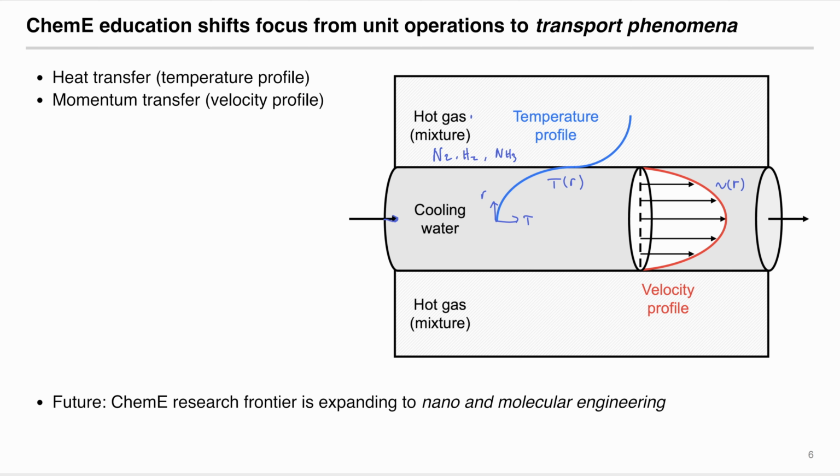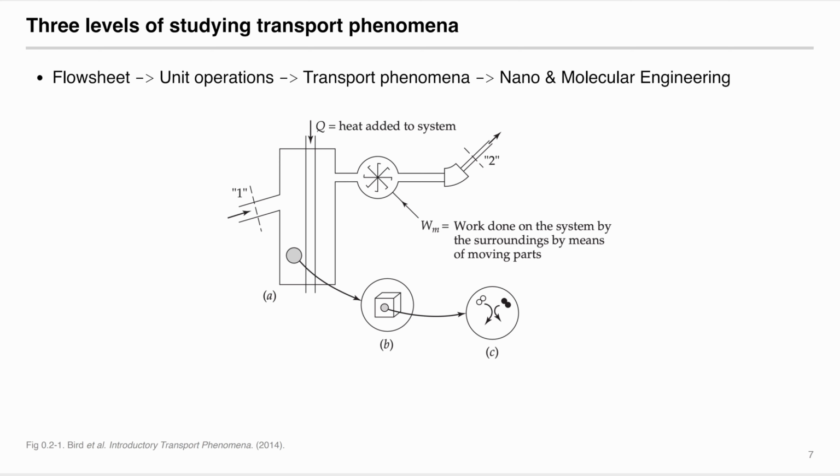And in the future, the chemical engineering research frontier is expanding from these transport phenomena into understanding what are the molecular mechanisms in developing these types of profiles, and that is the realm of nano and molecular engineering. So we have seen here how chemical engineering has evolved from looking only at flowsheets to also looking at unit operations, the underlying transport phenomena, and finally wanting to understand the molecular mechanism with nano and molecular engineering. From these evolutions, we can see three levels of studying transport phenomena. The first level is on the macroscopic level.